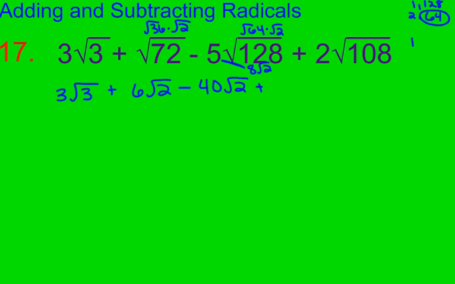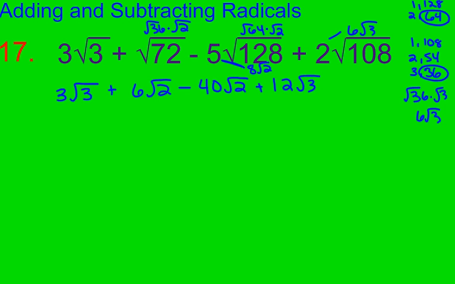108, I don't know if we know that one, so 1 and 108, 2 and 54, 3 and 36. How's that sound? 3 and, no, not 36, 30, yep, 36, that sounds better. So here we're going to have the square root of 36 times the square root of 3. Square root of 36 is 6, so we'd have 6 root 3, but then I take that times that 2, so I have 12 root 3.